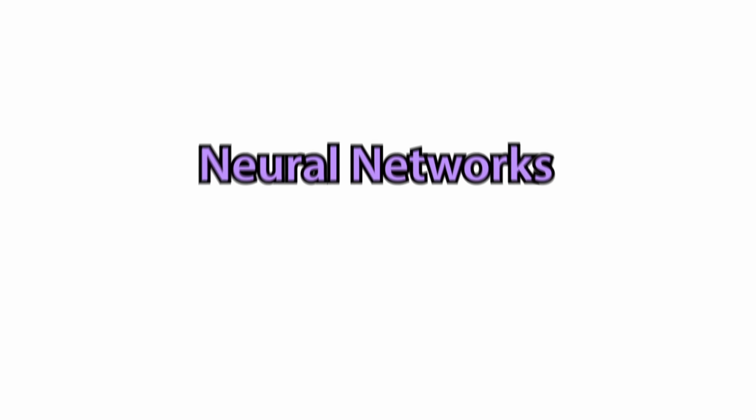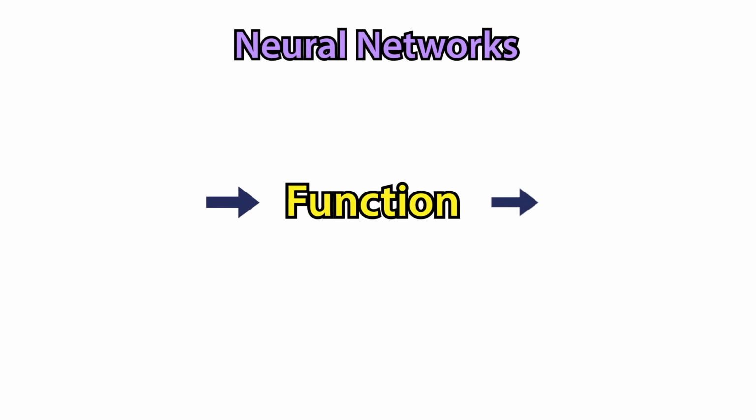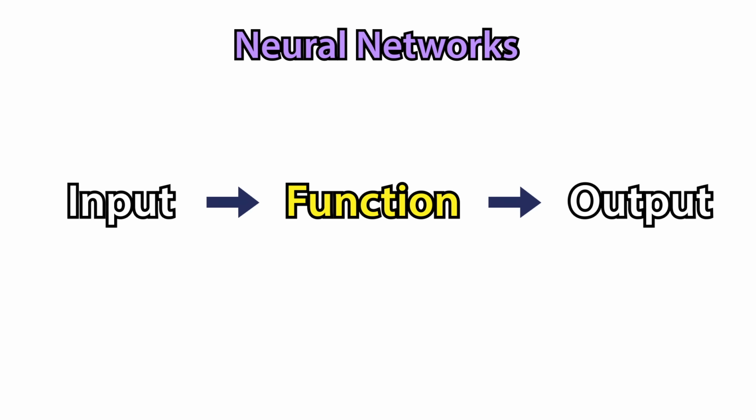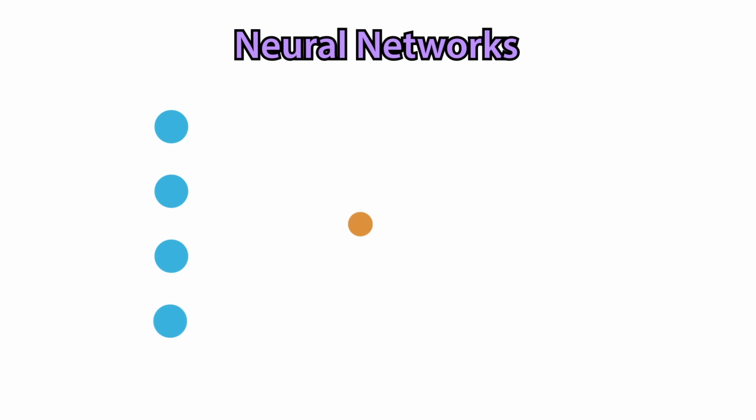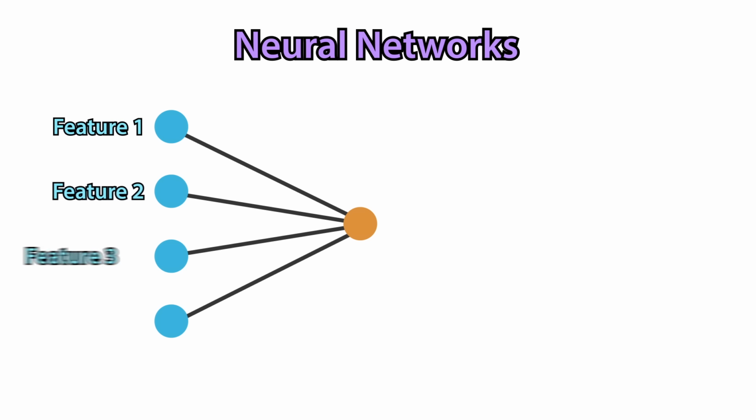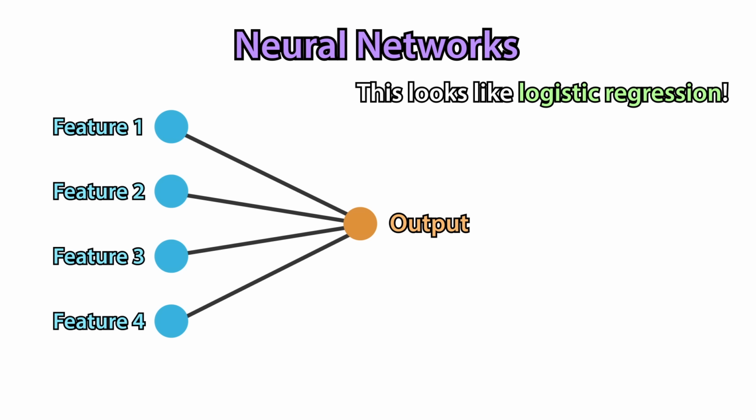Now let's move to one of the most important topics in machine learning, neural networks. You try to approximate a function that maps an input to an output. You are the architect of the function, and you can think of a function of any complexity. The function can be as simple as logistic regression. Remember this diagram. This is mathematically equivalent to logistic regression.